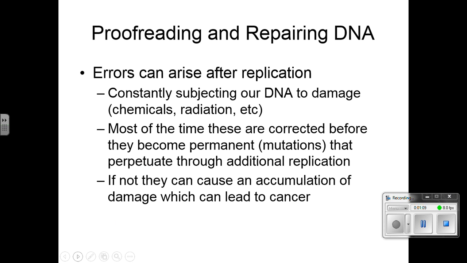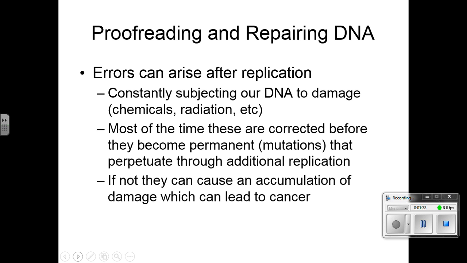Errors can arise after replication, constantly subjecting our DNA to damage. DNA replication is a really easy way for errors to happen because, remember when I talked about the amount of DNA that you have, if you actually wrote out every letter of your entire genome, you'd fill about 1,200 textbooks the size of your textbook with letters. So your genome is huge. During replication, lots and lots of errors can happen, but errors can also arise after replication.